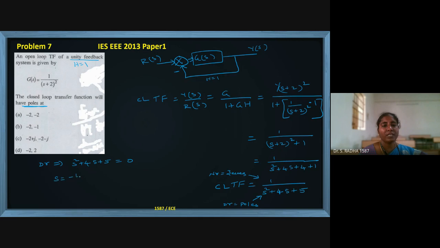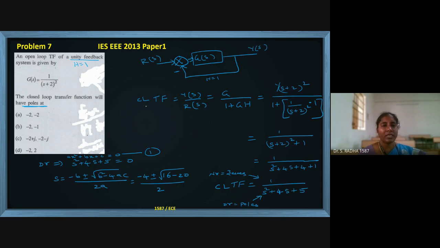So s equal to minus b plus or minus square root of b square minus 4ac by 2a. This is of the form ax square plus bx plus c equal to 0, equation 1. Now compare equation 1. A value is 1, b value is 4, c value is 5. Substitute here. Minus b means minus 4 plus or minus b square, 4 square is 16, minus 4ac, 4 into 5 into 1, 20, divided by 2a, which means 2 into 1.